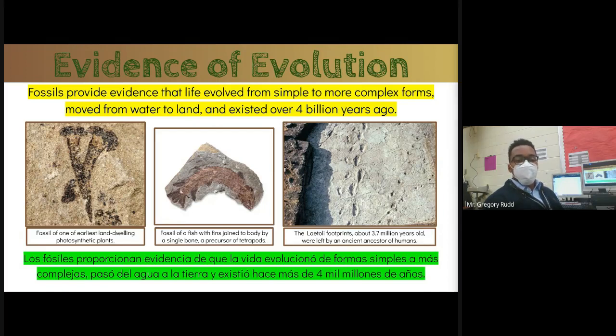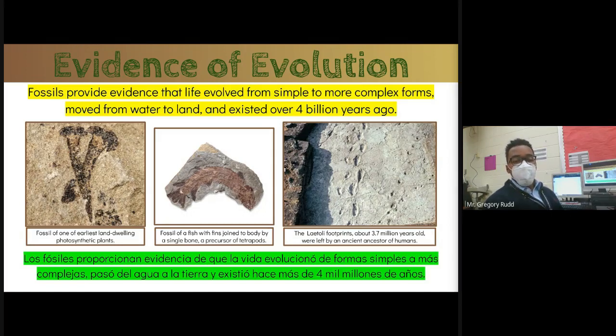So on the left, you can see the fossil of one of the earliest land dwelling photosynthetic plants. So that's a huge find because we know that for a long time, life could not exist on land. There was not enough oxygen in the atmosphere to support life. So finding this fossil, this is a photosynthetic organism. I'm sorry, it used carbon dioxide to make glucose and it produced oxygen. All right, so that's a big, big find.